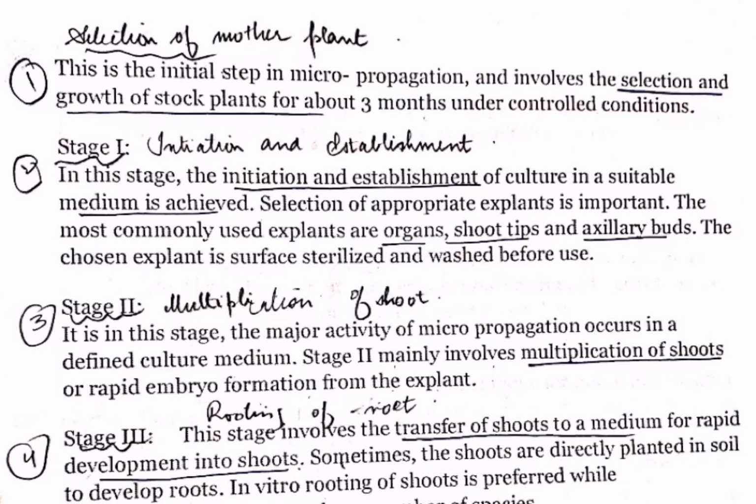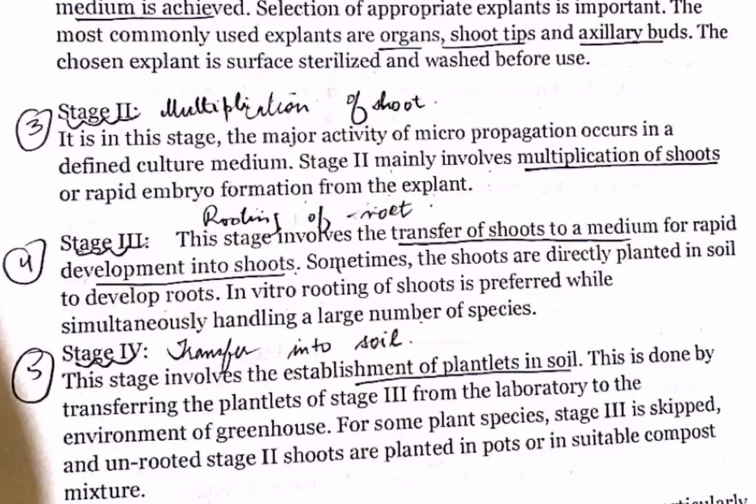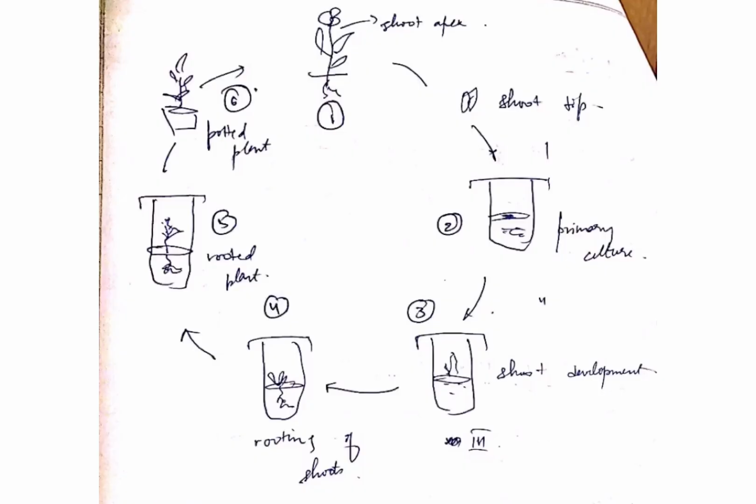The next step is multiplication of shoot. This stage mainly involves multiplication of shoots or rapid embryo formation from the explant. The next stage is rooting. That means the transfer of shoots to a medium for rapid development into roots. And the last stage is transfer into the soil. That means the plant is established in the soil. This is the diagram for micropropagation, which is held in 4 stages.